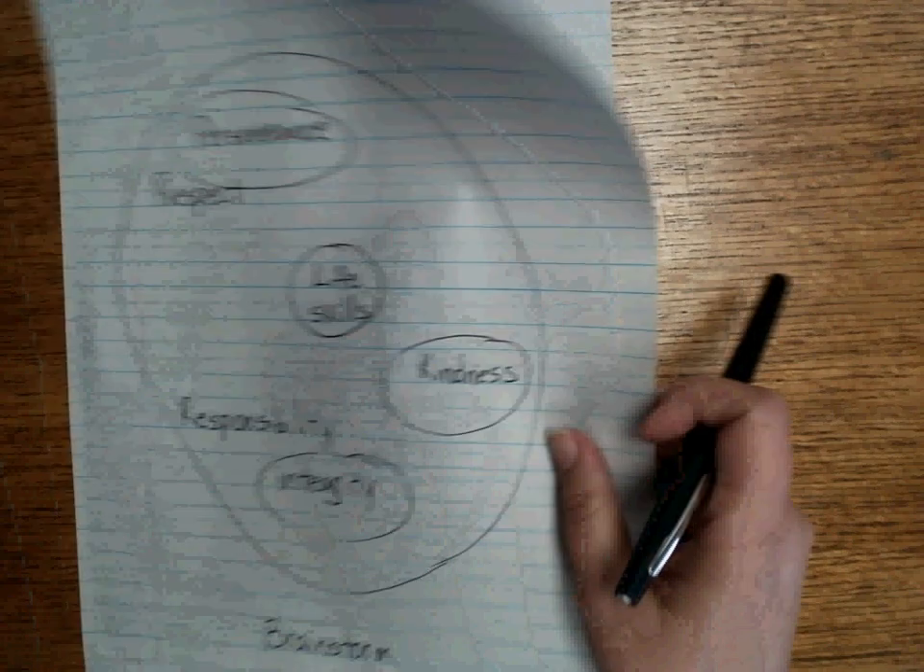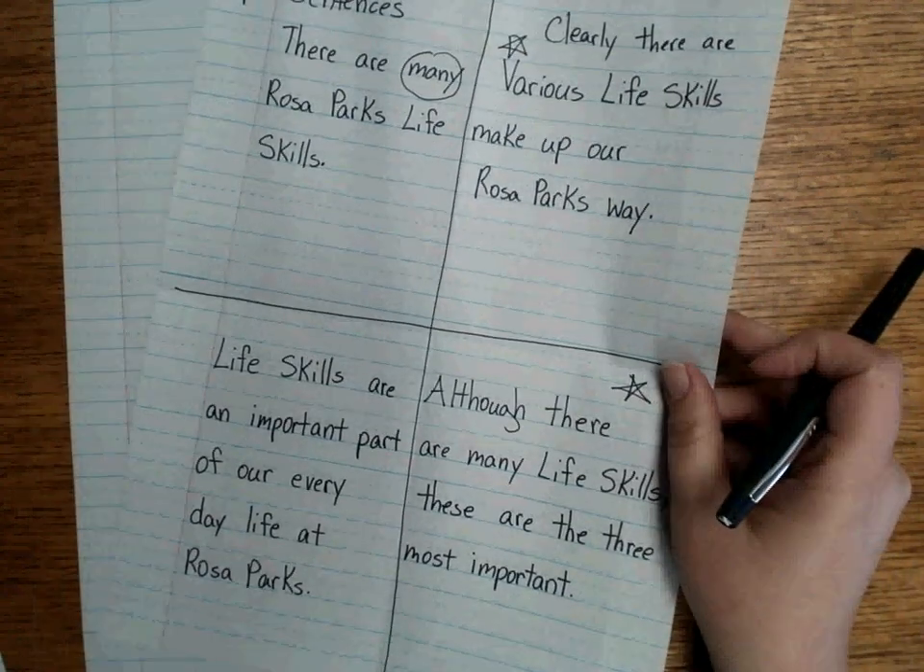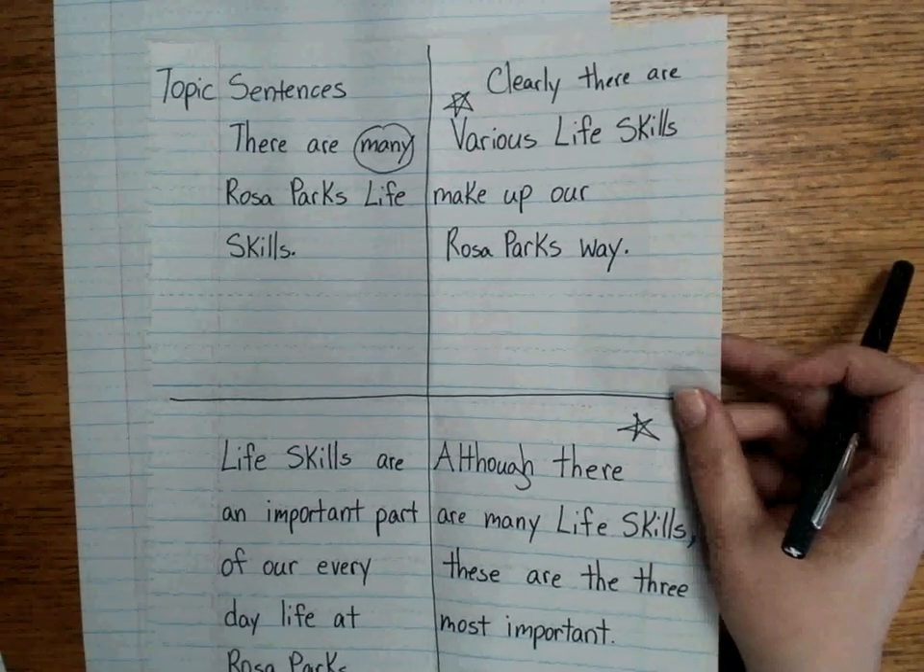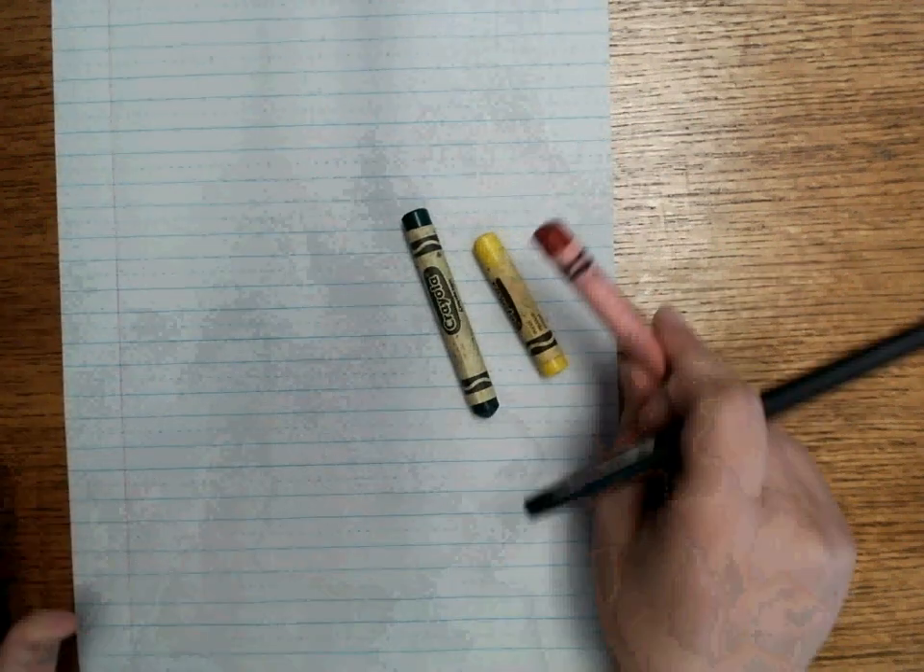This is segment 3, creating an informal outline for an informational paragraph. So the things that you're going to need for this segment, you're going to need your circle map that was created in the first segment. You're also going to need your topic sentences created in the second segment. You will also need 3 colors.